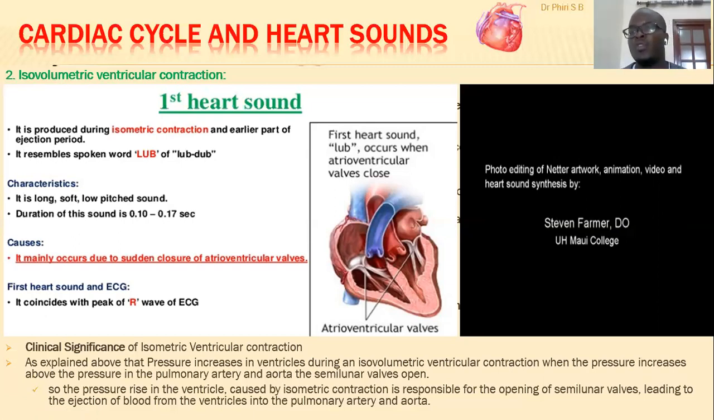Then we move into the ejection phase of the cardiac cycle. The ejection phase is a result of the opening of the semilunar valves. So blood is now able to move from the left ventricle into the aorta, and from the right ventricle into the pulmonary trunk, because of the opening of the semilunar valves.